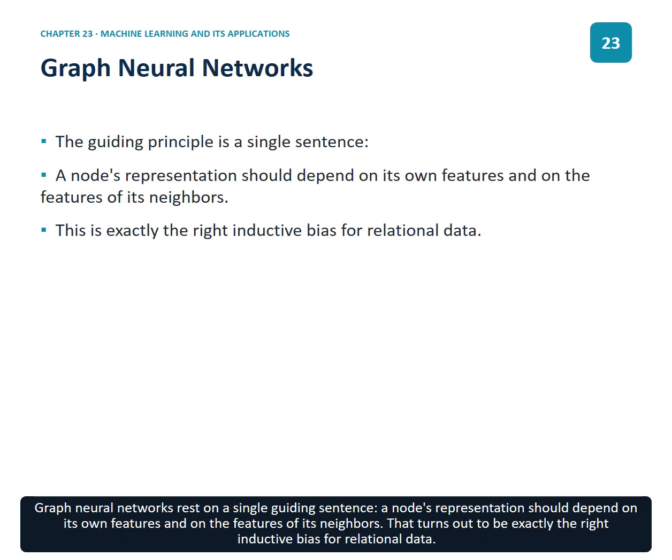Graph neural networks rest on a single guiding sentence. A node's representation should depend on its own features and on the features of its neighbors. That turns out to be exactly the right inductive bias for relational data.